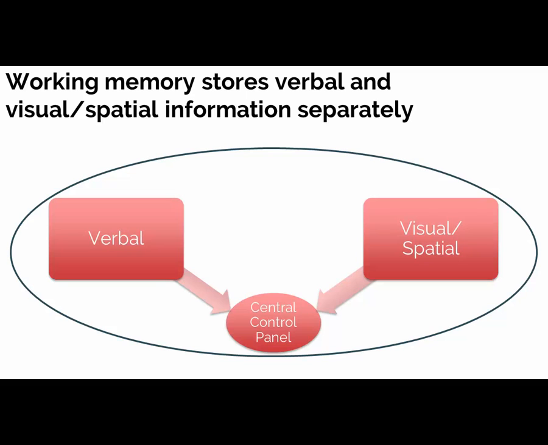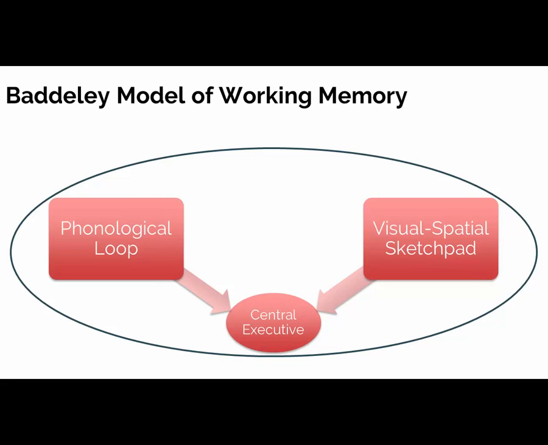Working memory stores verbal and visual spatial information separately. They both provide input into the brain's central control panel. Once students understand this concept, I'll layer on the vocabulary.